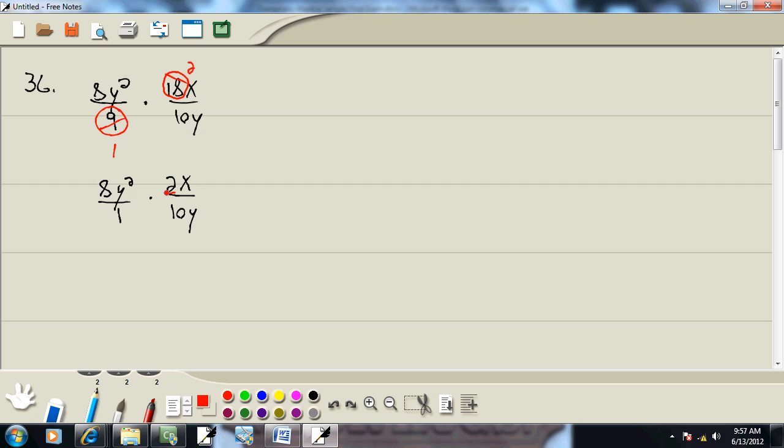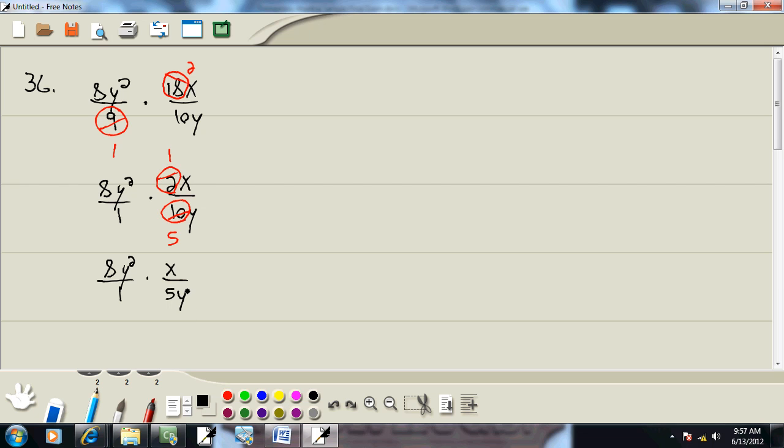For example, here I got a 2, and here I got a 10. They're both divisible by 2. 2 divided by 2 is 1. 10 divided by 2 gives us 5. So we got 8y squared over 1 times 1x. I'll drop the 1 at this point and have an x, and 5 times y. Now, we're done with the numbers. We got 8 and 5 left, but we can't do anything with that.